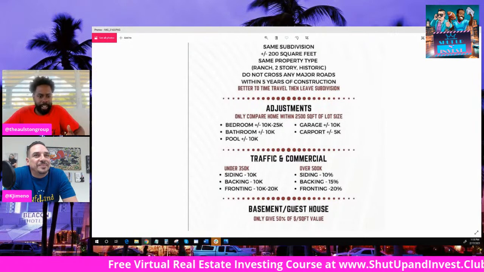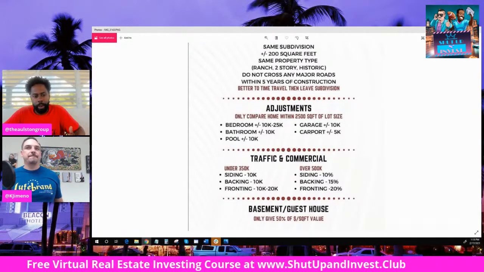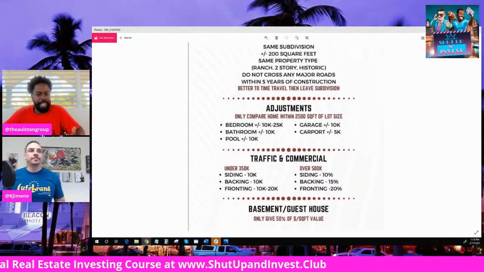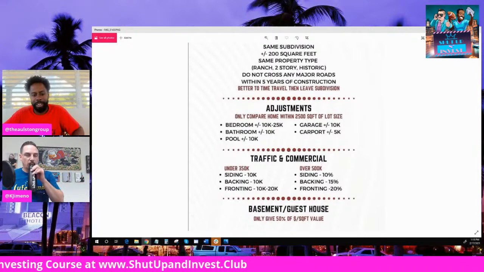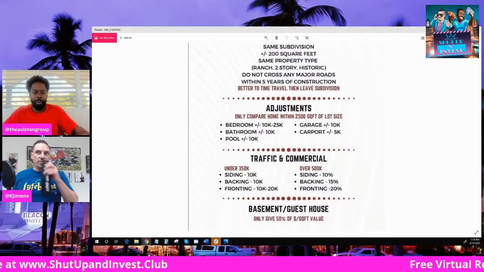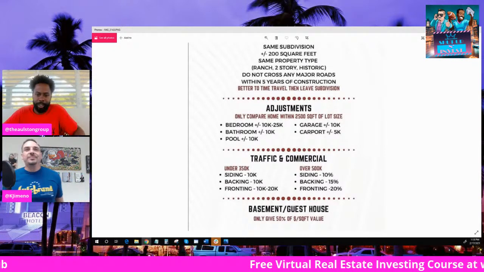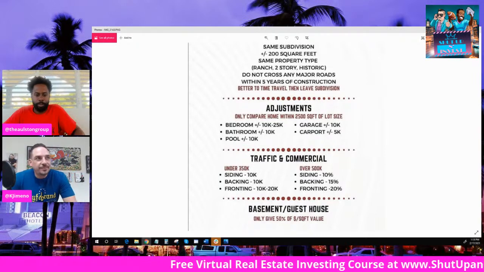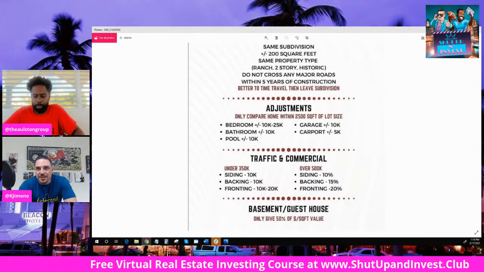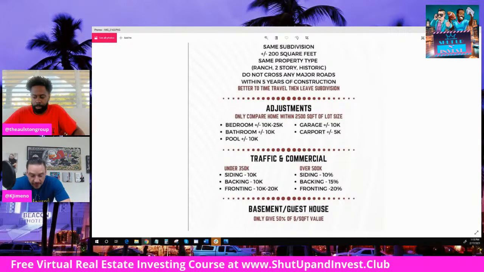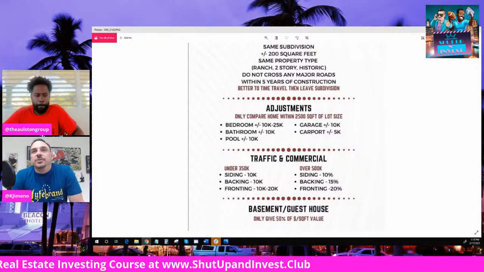Another one on that too is the exterior material, right? Brick houses sell for a lot more than just a vinyl-sided house. So don't send me a brick ranch and compare that to your 2-story aluminum siding house. They don't compare. Don't cross any major roads. Exactly what we were talking about.